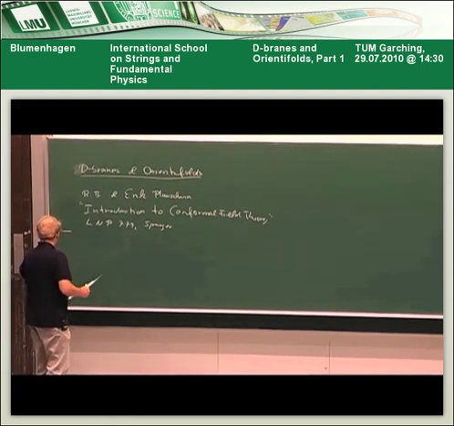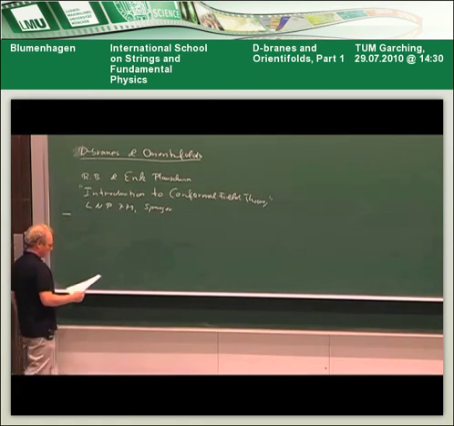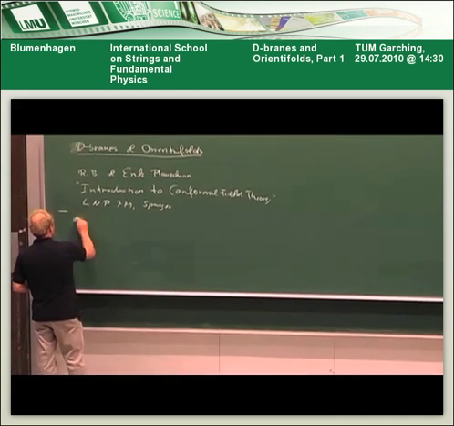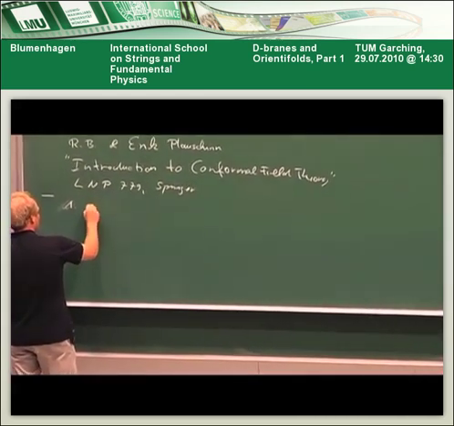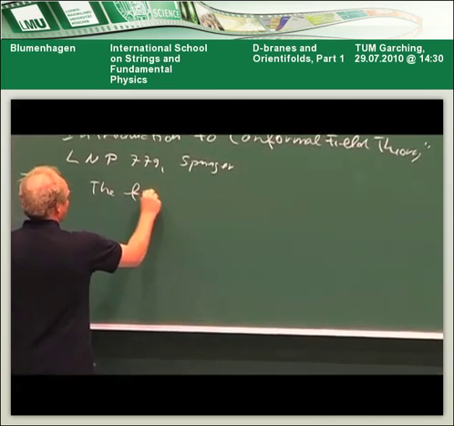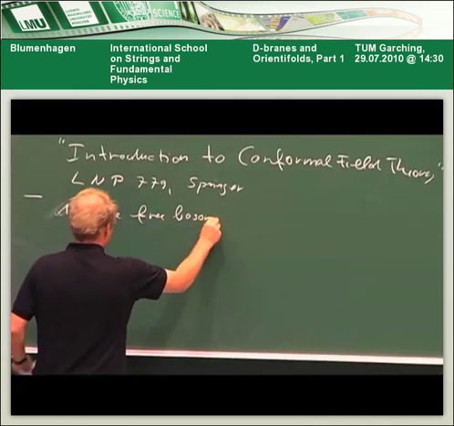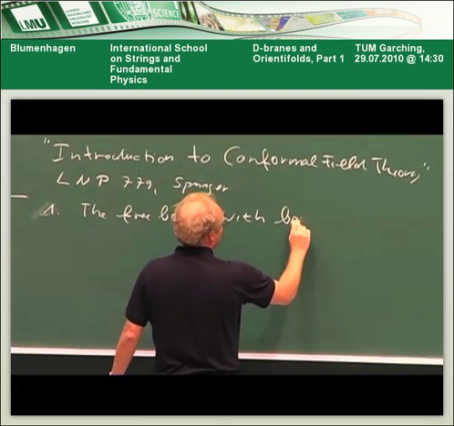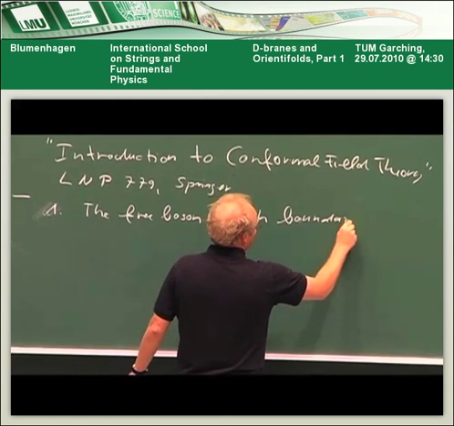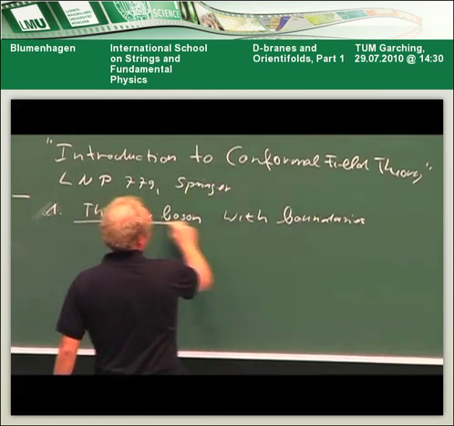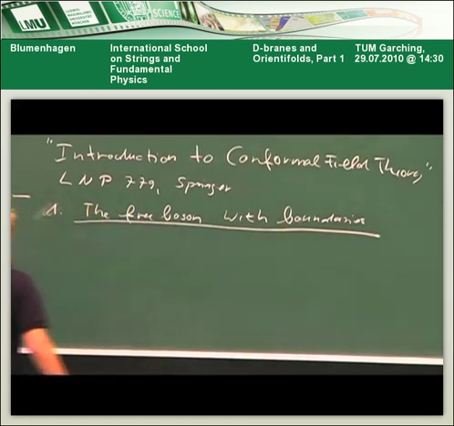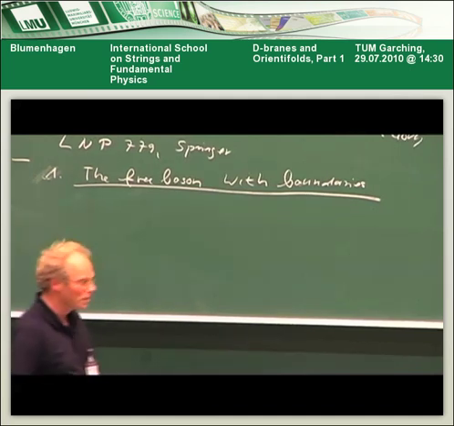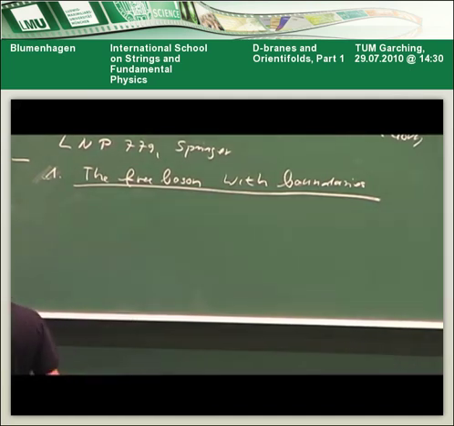Then let me start maybe. We'll start very basic. So we go to chapter 1, which is about a free boson with boundaries. What this means is, I guess what you have seen in the introduction by Neil is that he has quantized string theory for you, and probably he has just quantized closed string theory. I'm not quite sure about that.